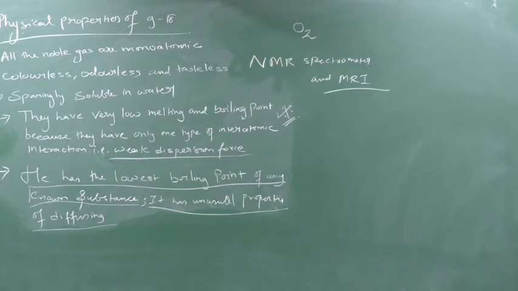Next, xenon and krypton are used in light bulbs. Radon is radioactive, so I mean krypton. Xenon and krypton are used in light bulbs which are designed for special purposes.